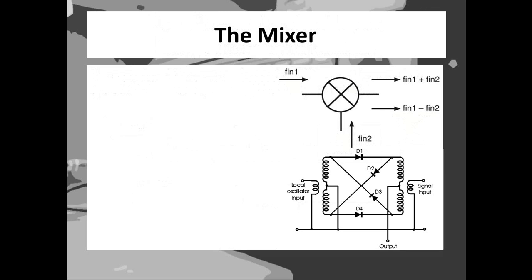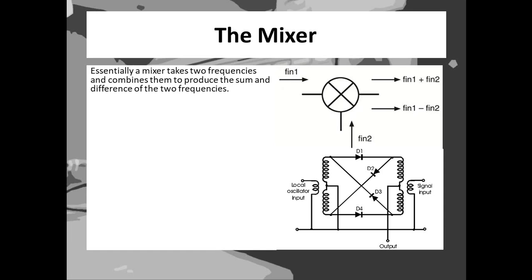One very, very useful piece of equipment is something called a mixer. There are several different forms of a mixer, but in the diagram here, you have two centre-tapped transformers, one with a signal input and a signal output, and then an oscillator input as well. But really, all you need to be aware of is what a mixer does. Essentially, it takes two frequencies, combines them, and produces the sum and the difference of the two frequencies.